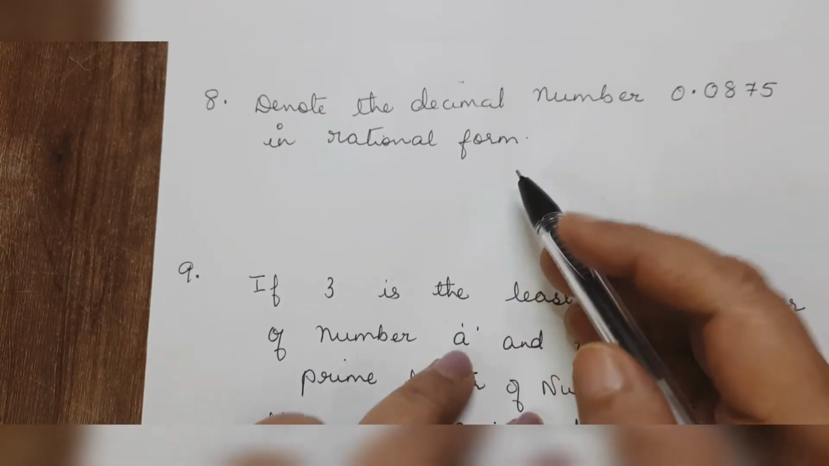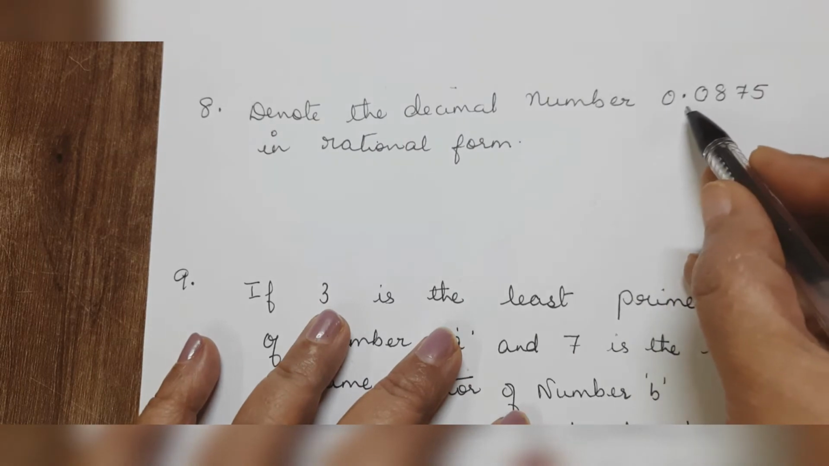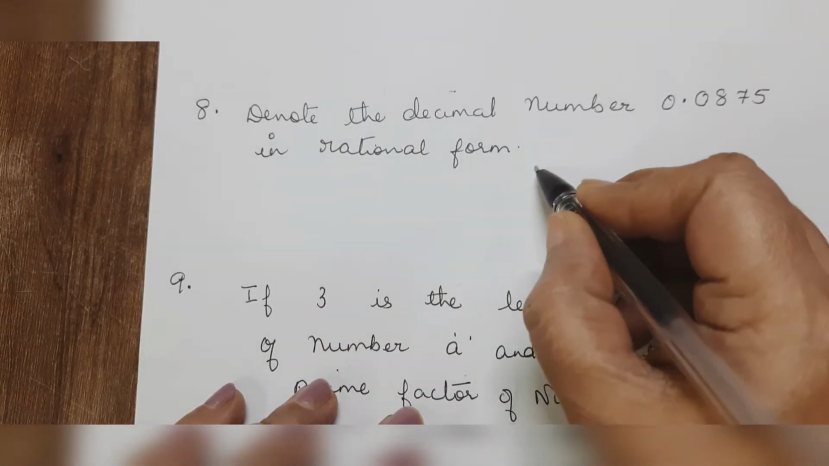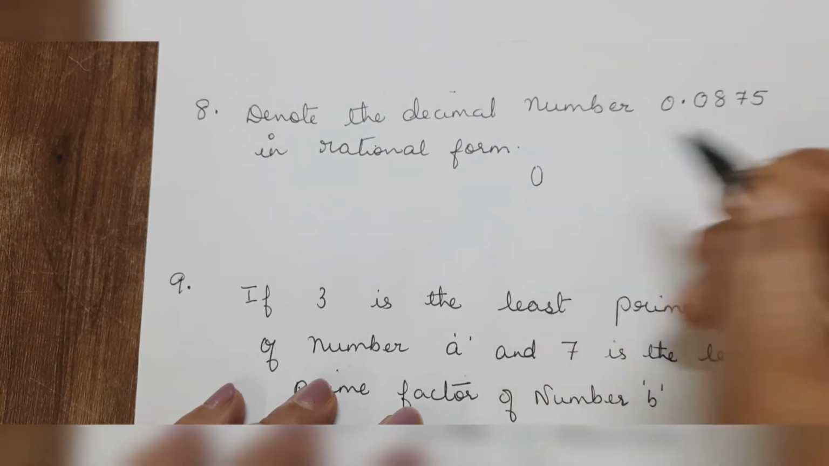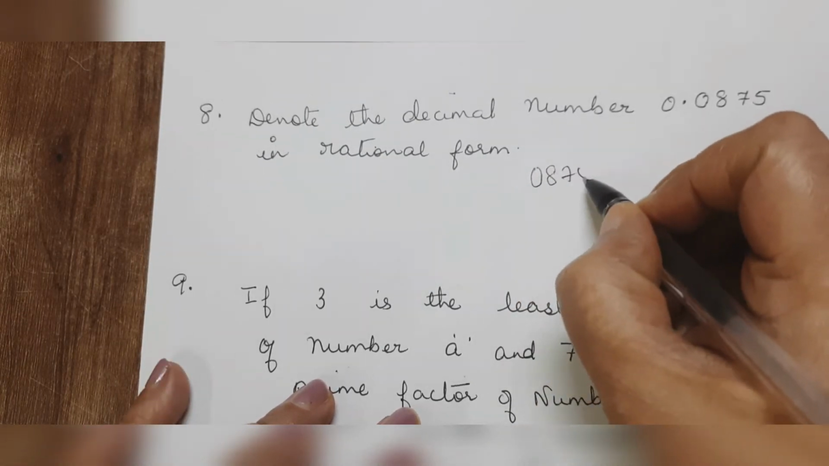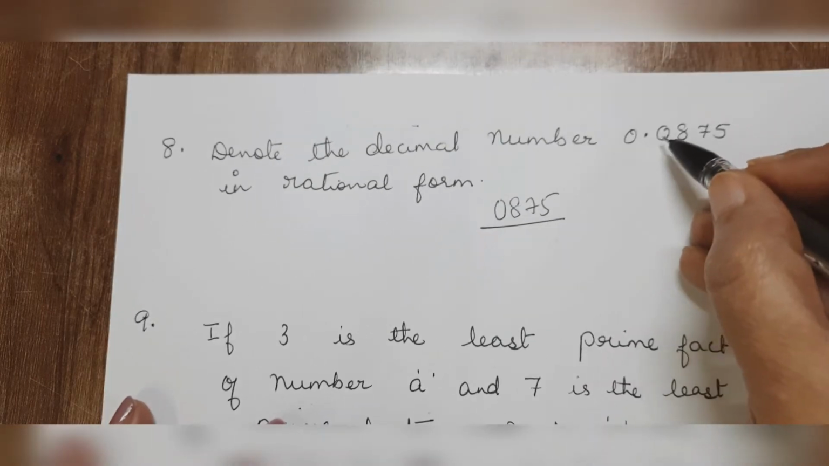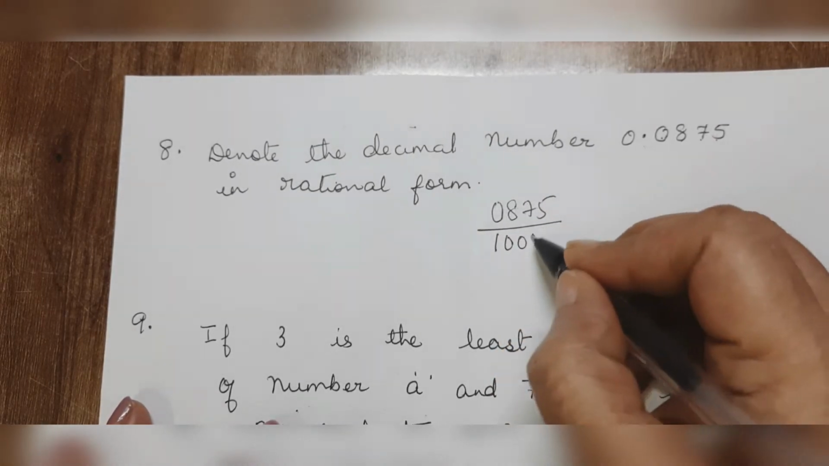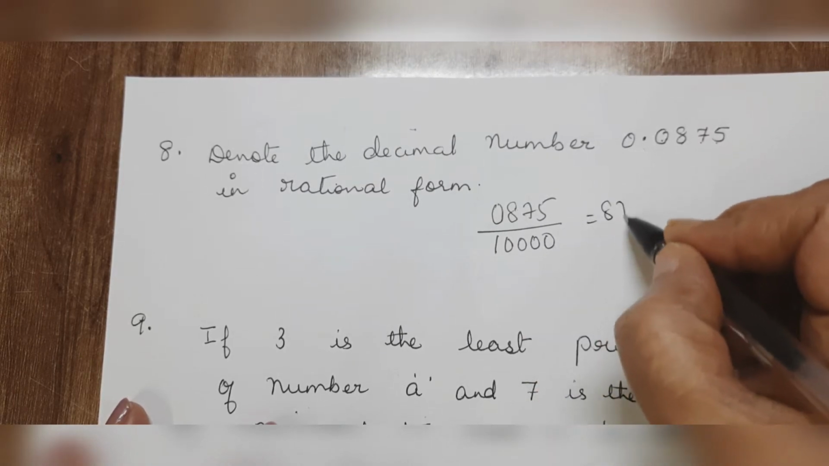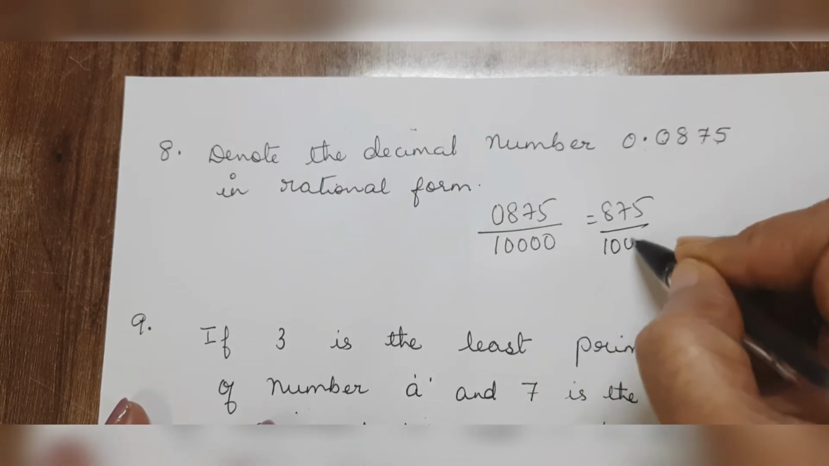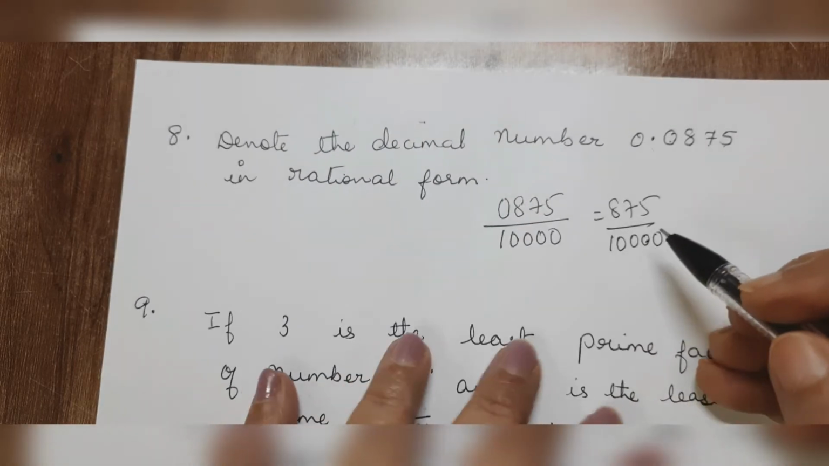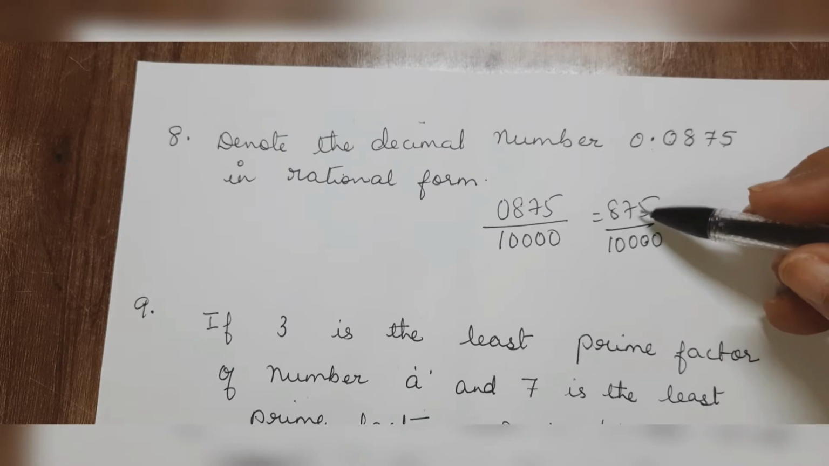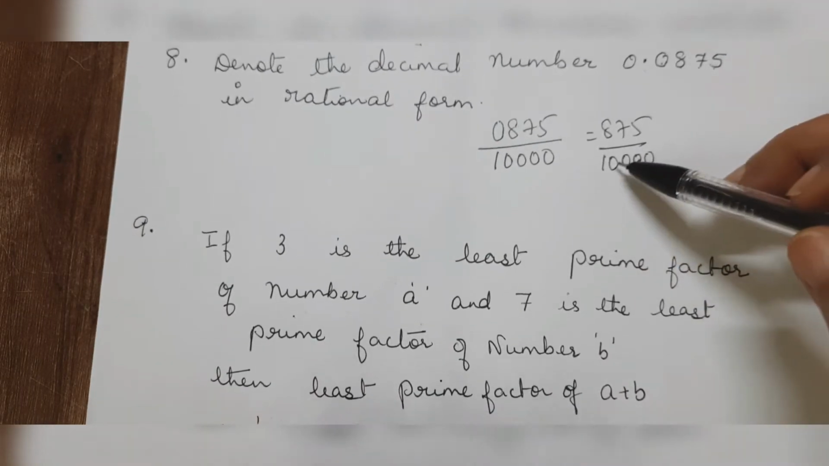Denote the decimal number here, 0.0875, in the rational form. So I'll just show you. 0.0875, this 0 after the point, 1 2 3 4, 1 2 3 4 zeros. So 875 divided by 10000. Do not leave it as it is. You have to cancel this and bring it to simple form. I am leaving it up to you. So the cancellation, do it, don't leave it up to this point.